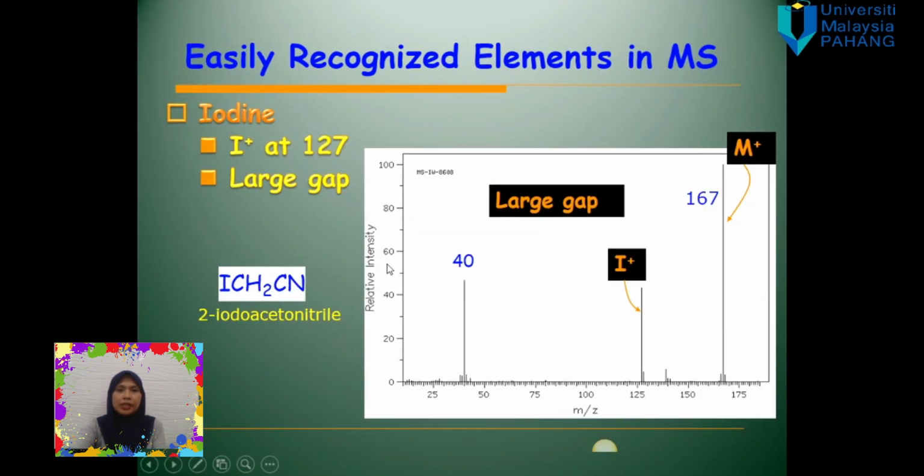Other than nitrogen, another easily recognized element in the mass spectrum is iodine. Iodine, as we saw on the table before, has no isotopes, so how can we recognize its presence? Iodine itself forms a peak at 127, with a large gap to the fragmentation peaks. So we can easily recognize that iodine is present in our molecule.